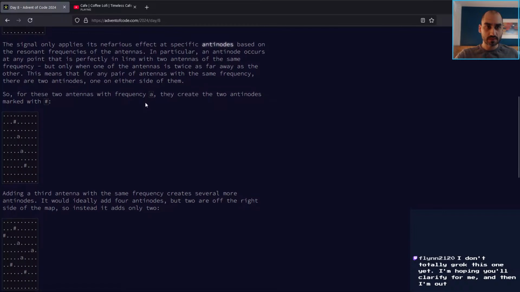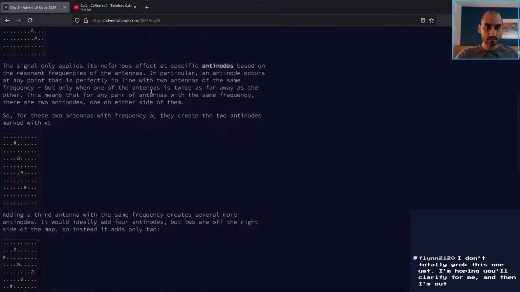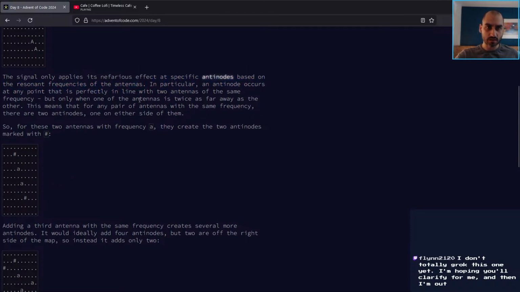So it seems they want it to only be antinodes on the outsides. But I don't agree that the description excludes antinodes on the inside. Okay, fine.